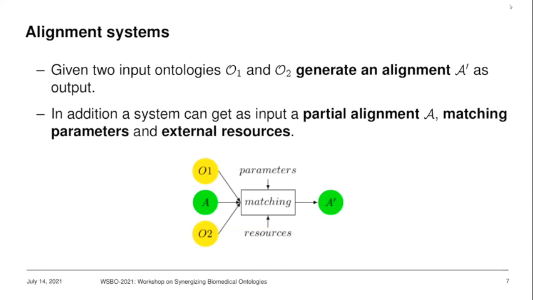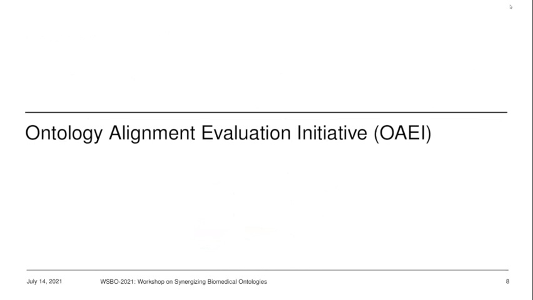And then, yeah, that would be a very generic representation of an ontology alignment system, where it gets as an input two ontologies and produces an alignment as an output. And optionally, it could also get as an input a partial alignment, some parameters, and some background resources.